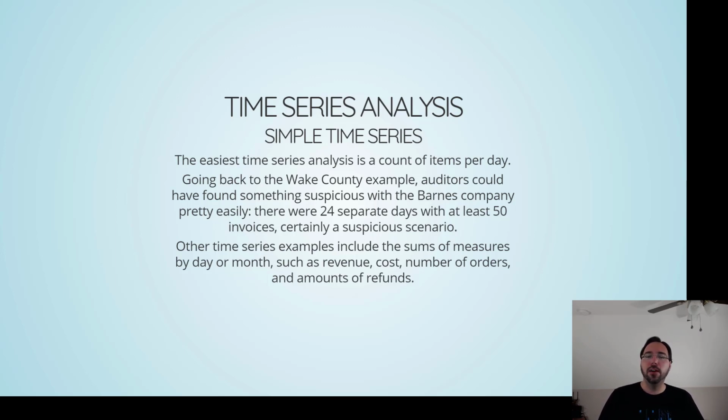cost per day. In our Wake County example, if we look at the total number of invoices per day broken out by company, we would have seen that issue where we had 50 plus invoices on the same day, which is really weird. And that would have happened 24 separate times. Again, that's pretty weird. Another time series example, I already talked about sum of revenue versus cost, or number of orders, total amount of refunds. Basically, we're looking at adding up values and looking at that over time.